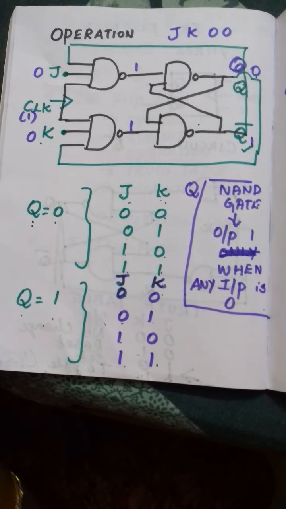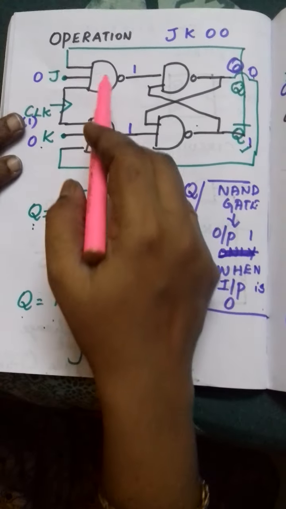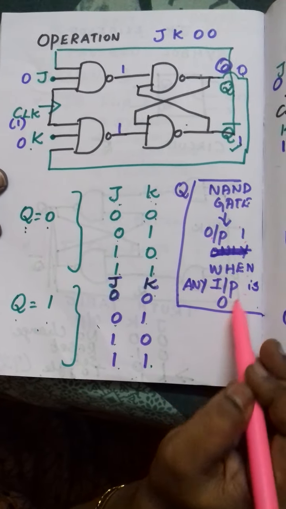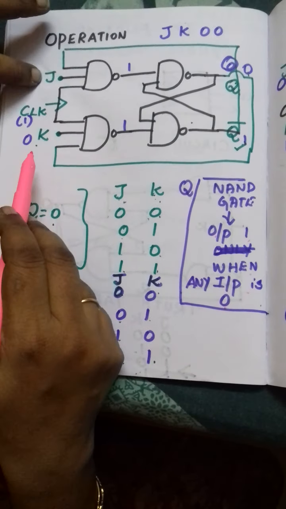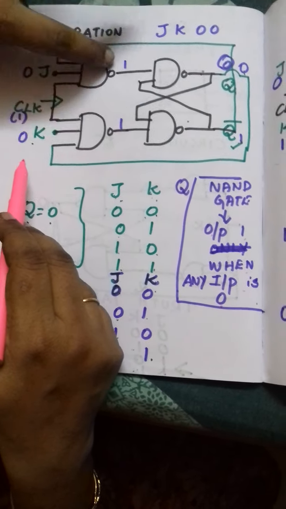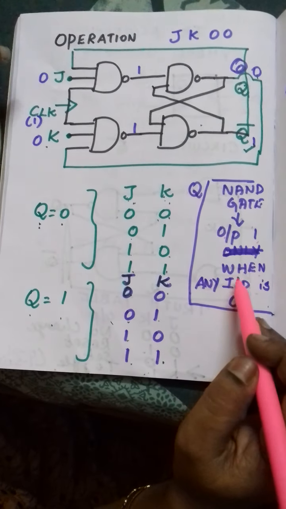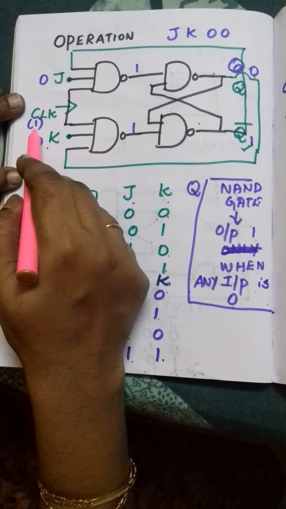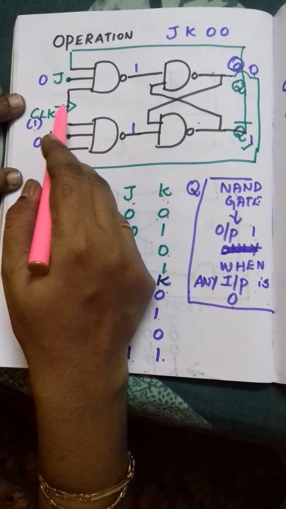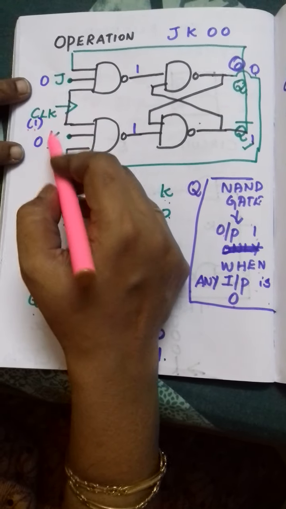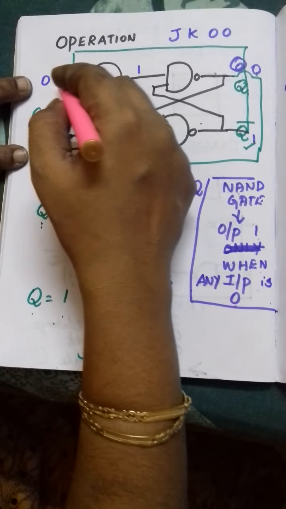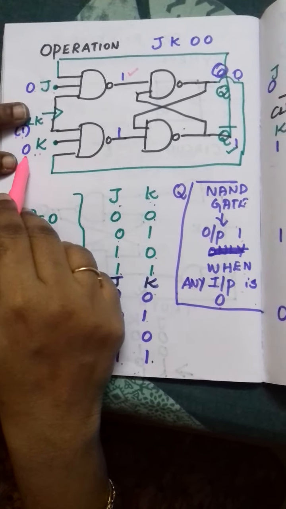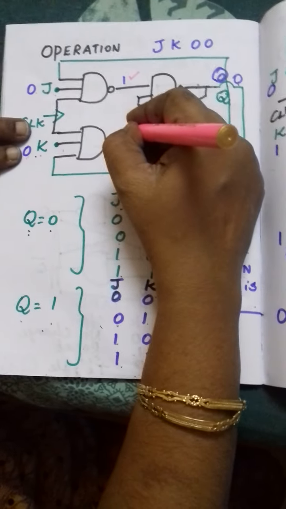Now let me explain how to determine the output. You know that in a NAND gate, the output will be 1 when any one of the inputs is 0. So you need not worry, if any one input is 0, the output will definitely be 1. So what you are going to check is, wherever the input is 0, the output will be 1. Now the clock, always assume it is 1, since it is positive trigger. J is 0, K is 0. Here J is 0, so one input is 0, so the output will become 1. Here again K is 0, so one input is 0, so the output will become 1.